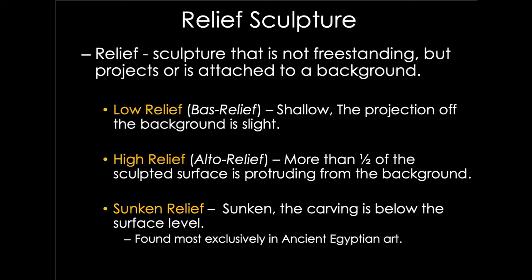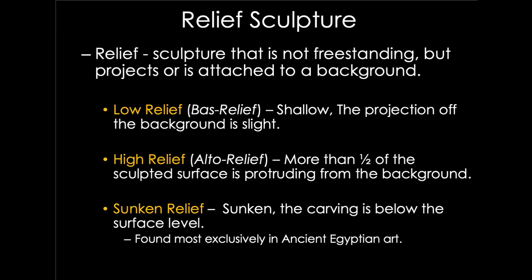Then you have high relief, alto relief, which is an Italian term. Sometimes you'll see that it's referring to the same thing. That's where more than half of the sculpted surface is protruding off of that background. Mount Rushmore is a prime example of a high relief. The presidents are lifted off of the mountainside. They're still attached to their background, but they are lifted, and more than half of the sculpture is lifted off of that background.